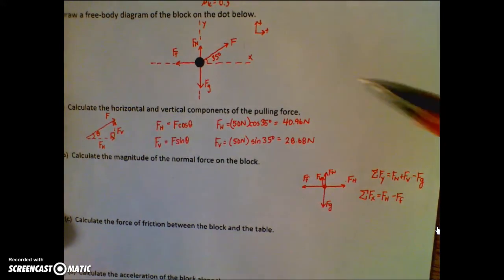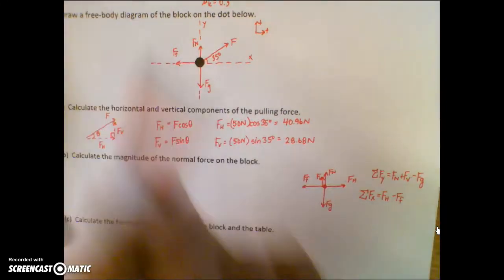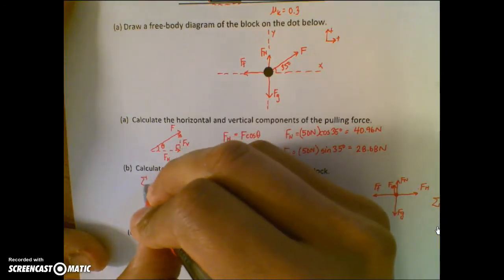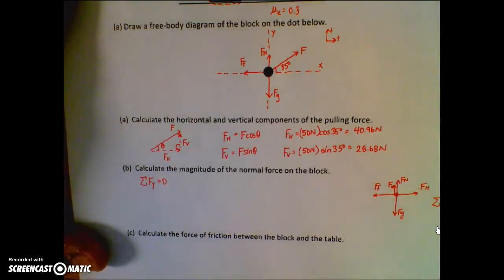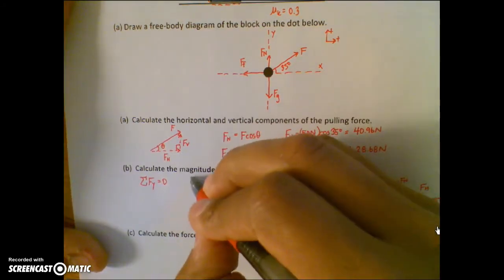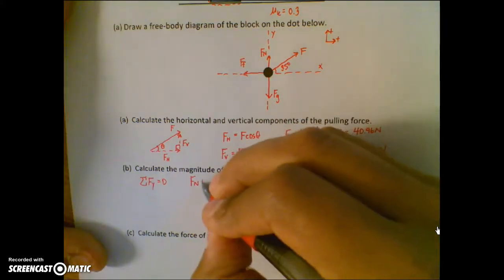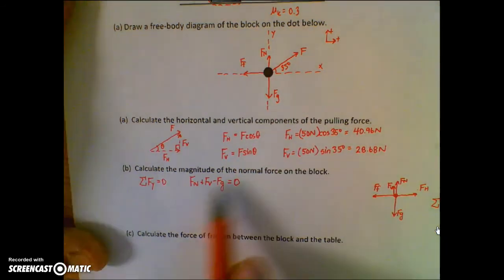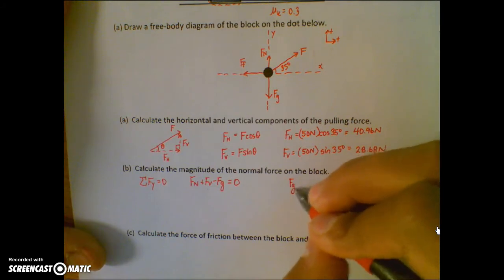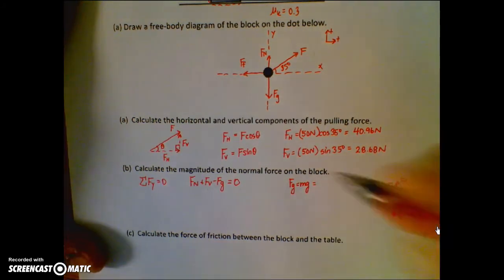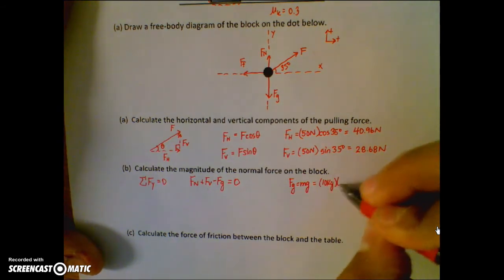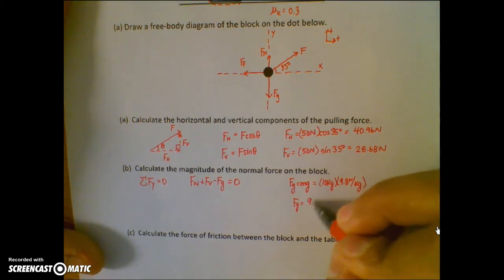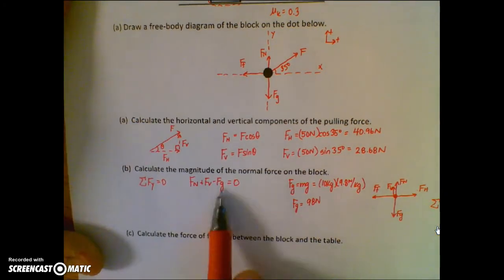Okay. Now, I know this block from the scenario isn't accelerating vertically. Because of that, I know that the sum of my forces in the y direction is 0. So then, Fn plus Fv minus Fg equals 0. Well, I already know what Fv is, and I know what Fg is simply from using my equation again. So 10 kilograms times 9.8 newtons per kilogram lets me know that Fg is 98 newtons.